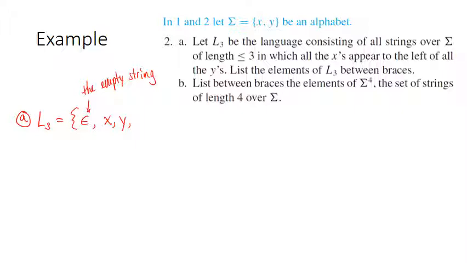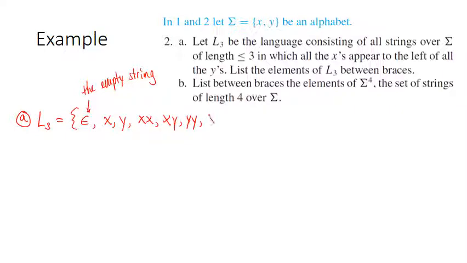Then for the length 2 strings, we can have xx. We can have, okay, so the x's have to be to the left, so we can have xy, but we cannot have yx because that would fail the condition. And then we can also have yy, okay, because that doesn't have any x's, so we don't have to worry about the condition. And then we can also have the length 3 strings.